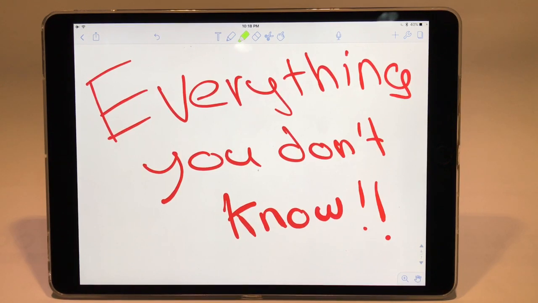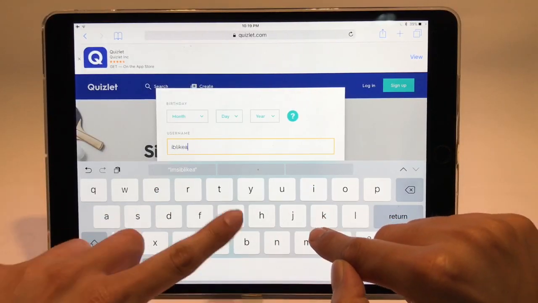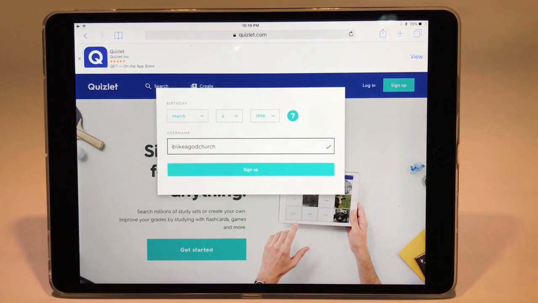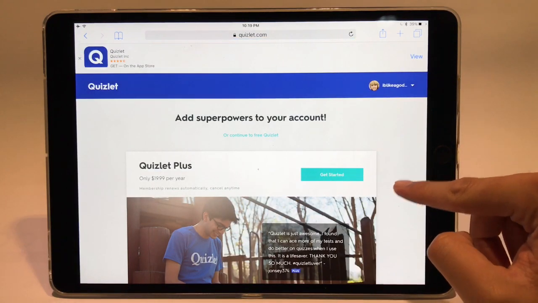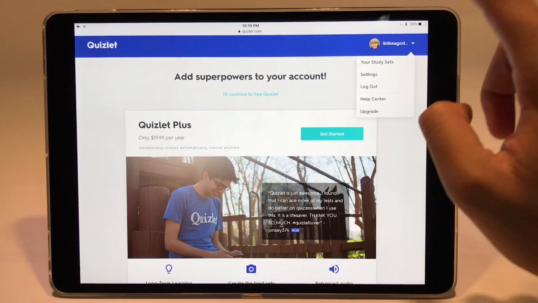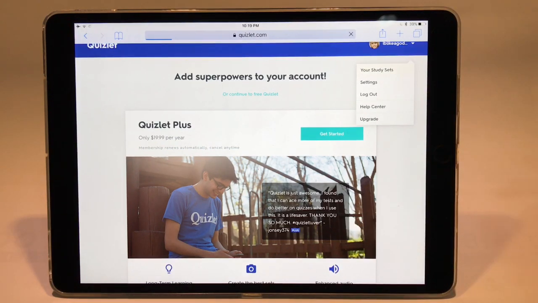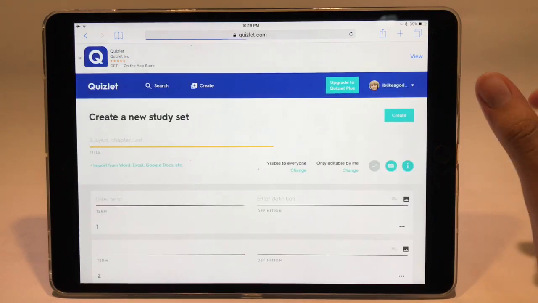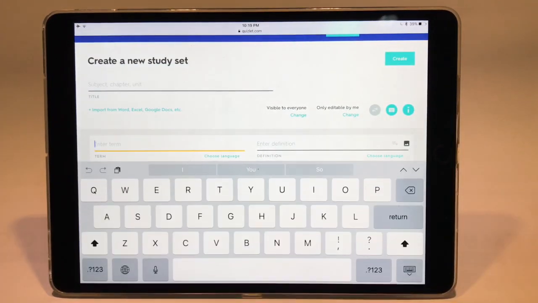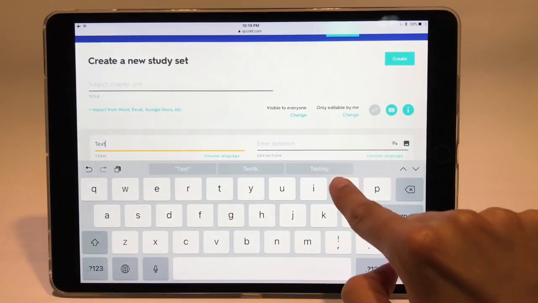Now, after you've highlighted everything, and I mean everything, go to the website called Quizlet. Make an account, sign up. When you do this, you're going to be presented with your account. Now, what you have to do is go to your study sets, and for every single one of those words that you highlighted, you're going to enter them in these, and you're going to make flashcards.